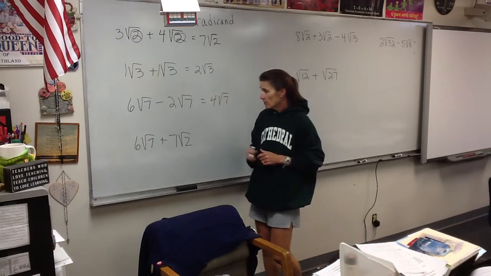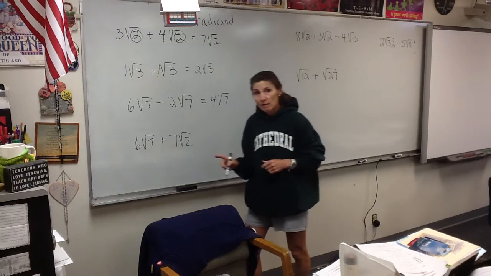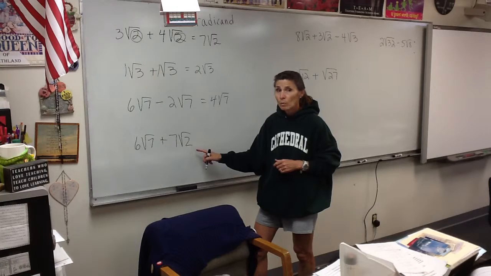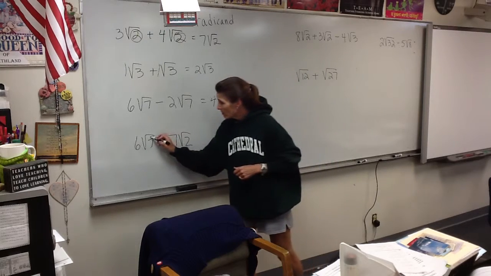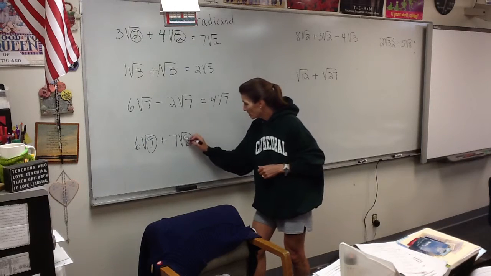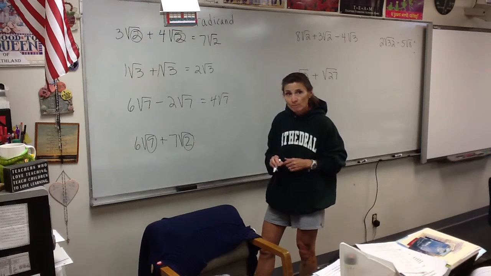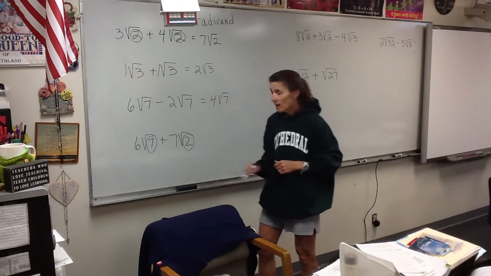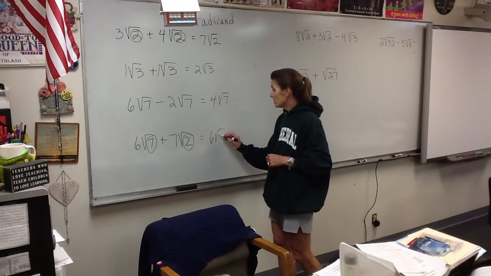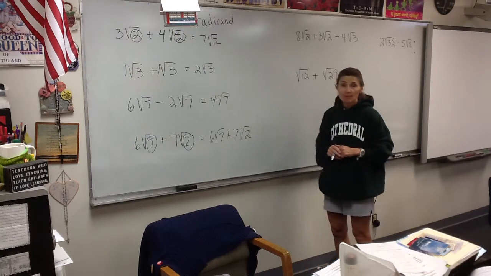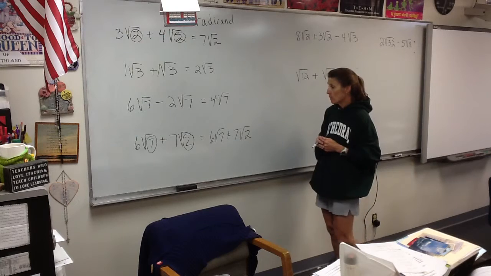Uh-oh, look here. 6 root 7 plus 7 root 2. Wait a minute. The radicands, that is, the number under the radical, don't match. So guess what? That's already simplified. You cannot do anything to 6 root 7 plus 7 root 2. It just stays that way.